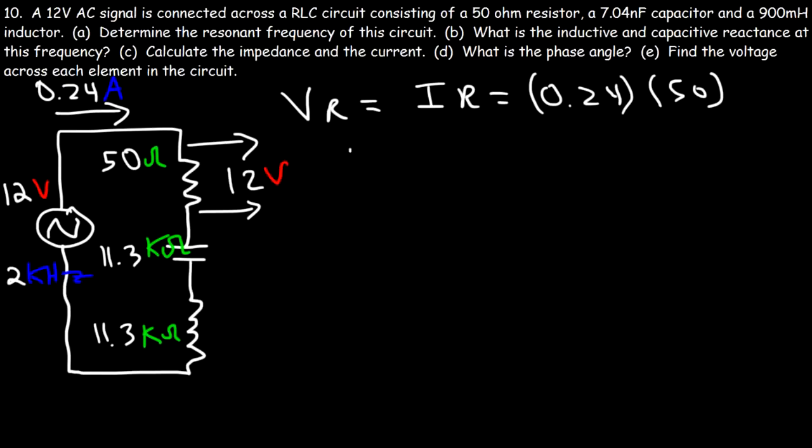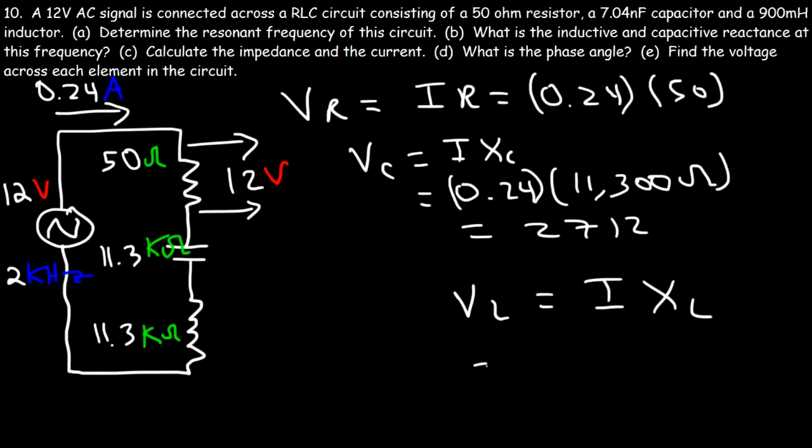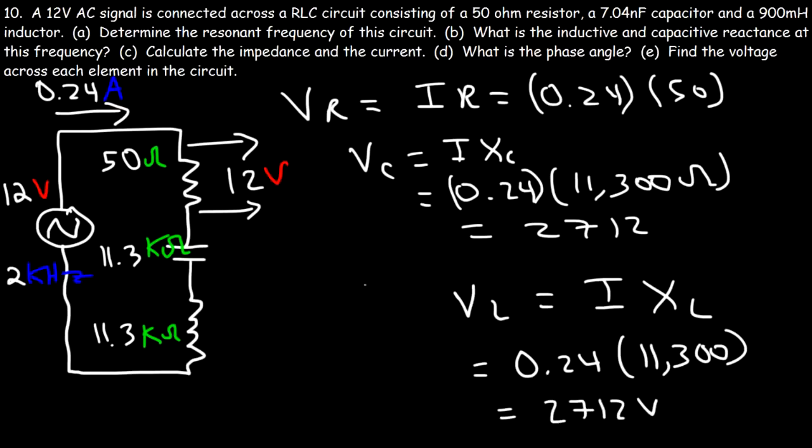going to cancel out. Now to find the voltage across the capacitor, it's going to be I times XC. So that's the current of 0.24 amps times 11,300 ohms. And this will give you a voltage of 2712. Now, VL, which is I times XL, is going to give you the same answer. You have a current of 0.24 and an inductive reactance of 11,300. So you're going to get 2712 volts.